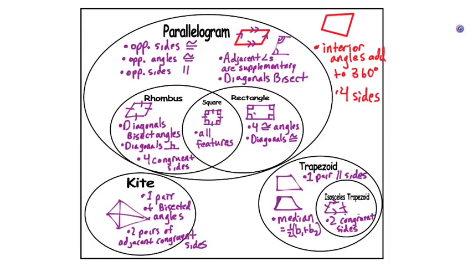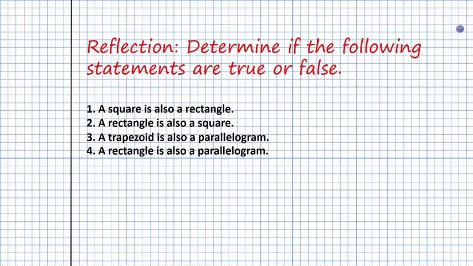All right, so your reflection today is to answer these following questions as true or false. A square is also a rectangle is also a square, a trapezoid is also a parallelogram, and a rectangle is also a parallelogram. So answer those true or false, then you will get started on your homework and activity.